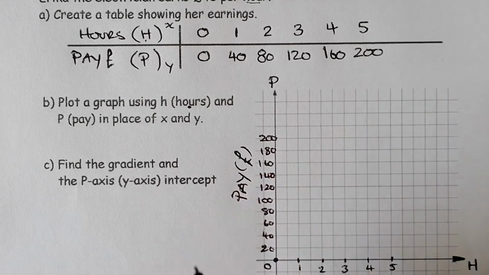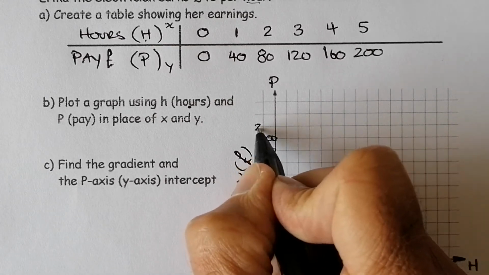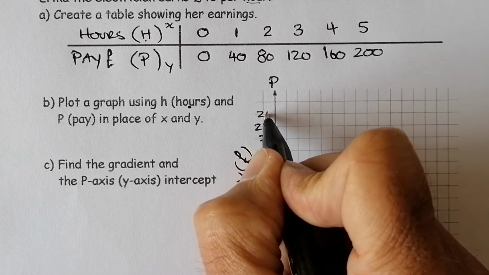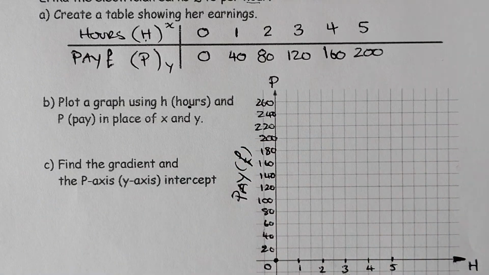So that will take us up to the fifth value that's there, or the fifth hour, and let's see, we're adding on 20, so I'll just go a wee bit further up, 240, and that's up to 260 to there, okay? So that's my graph set up for me.